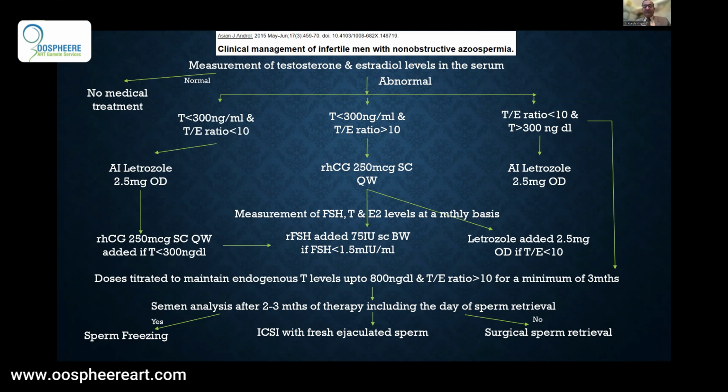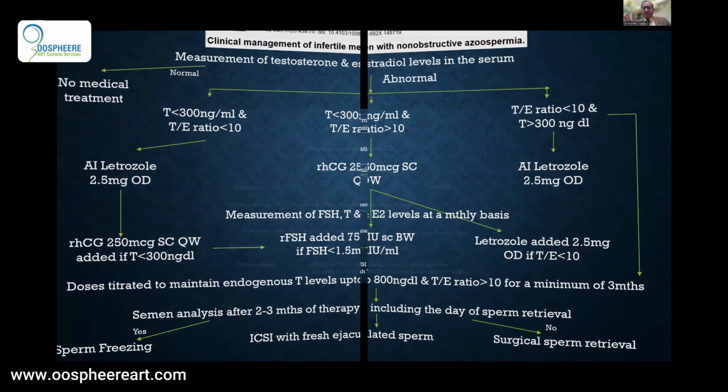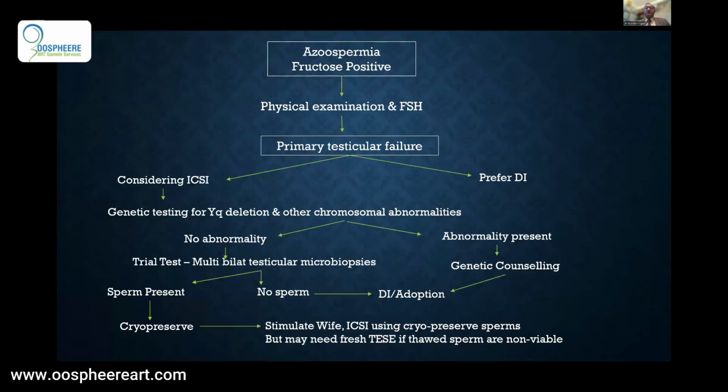So, friends, this is very important because this is that group I'm talking about, which is obese and having a testosterone to estrogen ratio which is above 10. So, these variations you will see according to the testosterone levels and this TE ratio. Just quickly to summarize, what and how we can handle these patients. So if you have an azoospermic patient and semen analysis shows fructose positive, the next thing you will do is a physical examination and FSH level.